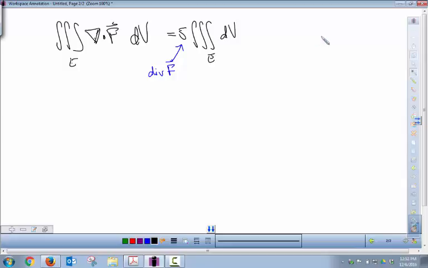So what does E consist of? It consists of a hemisphere with radius 2. That's the top of the flashlight. It consists of a cylinder. And this went from what? From 3 to 10 or something? So this has height 7 and a radius of 2.